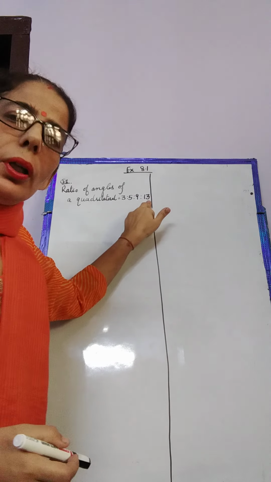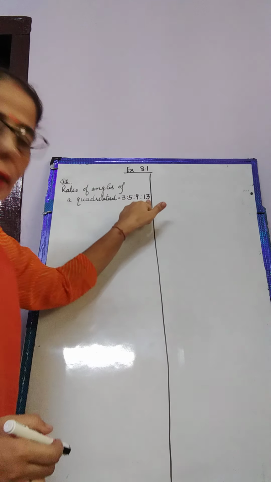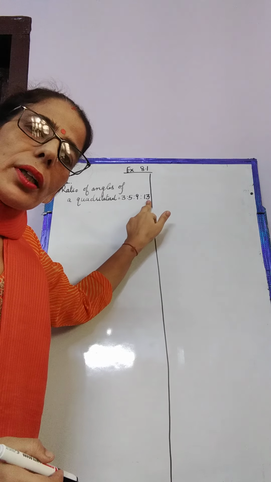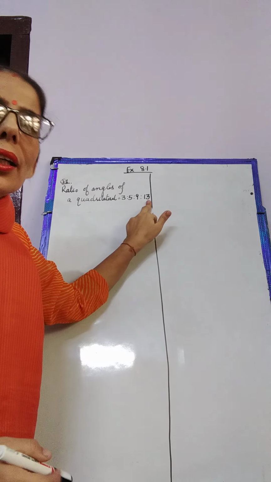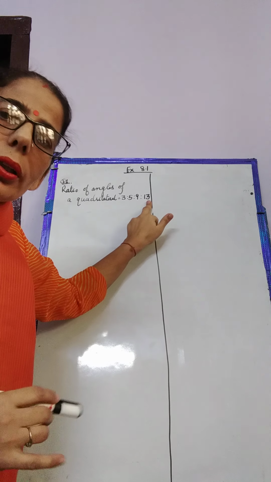So what we will do? Let all the angles be 3x, 5x, 9x and 13x. And we know by the angle sum property that the sum of angles should be 360 degrees. With this we will find the value of x and finally we will get all the angles.